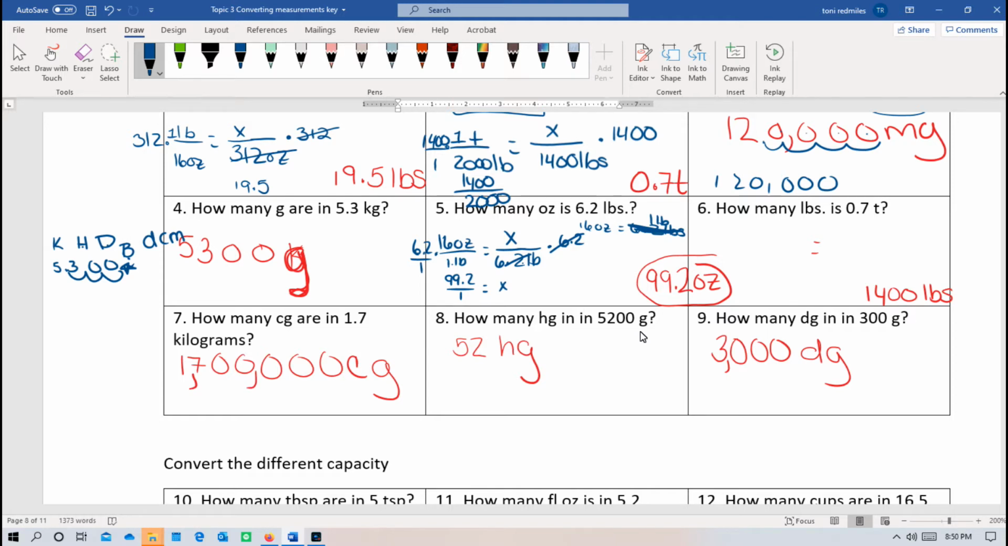All right, in this one, I know that 2,000 pounds equal 1 ton. But in this one, I want to know what my pounds are. So I'm going to put my pounds on top. I have my 0.7 tons that I can put on the bottom, and I don't know x. So now I'm going to multiply both sides by 0.7. Put that over 1. And it's going to be 1,400.